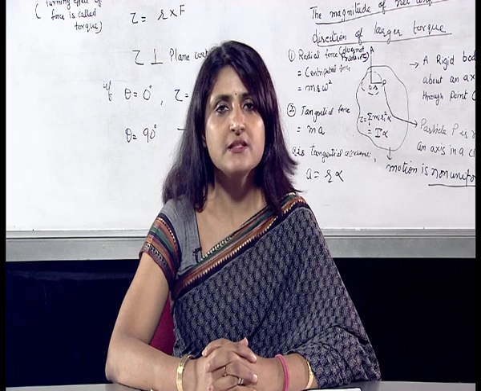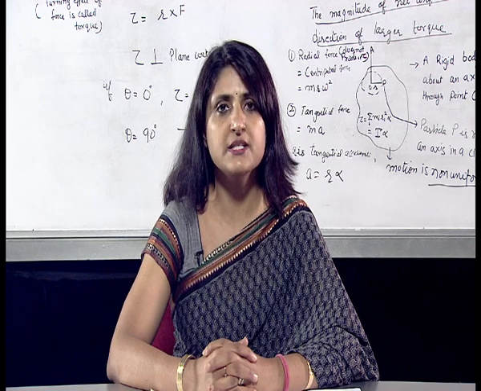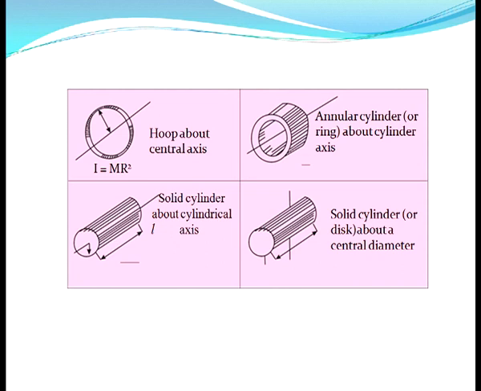Let us see what the moment of inertia is for different shapes and different axes that the bodies have. First, let us take an example of a hoop, rotating about a central axis, that is, an axis passing through the center of the hoop. The moment of inertia for this is given by I = mr². Similarly, we can take an annular cylinder or a ring, and the cylindrical axis has been chosen as the rotational axis. The value of moment of inertia comes out to be I = m/2 (r1² + r2²).